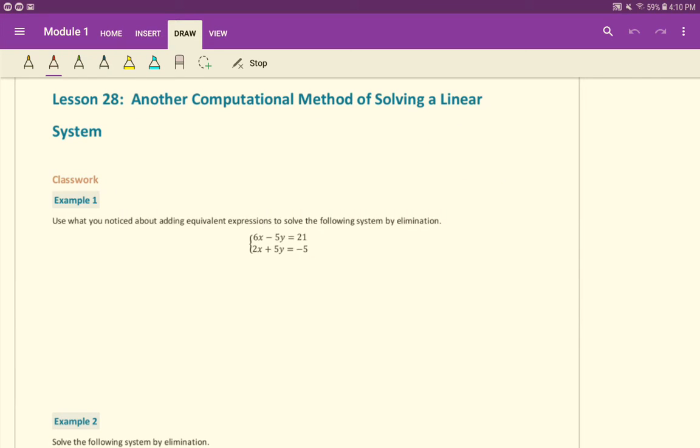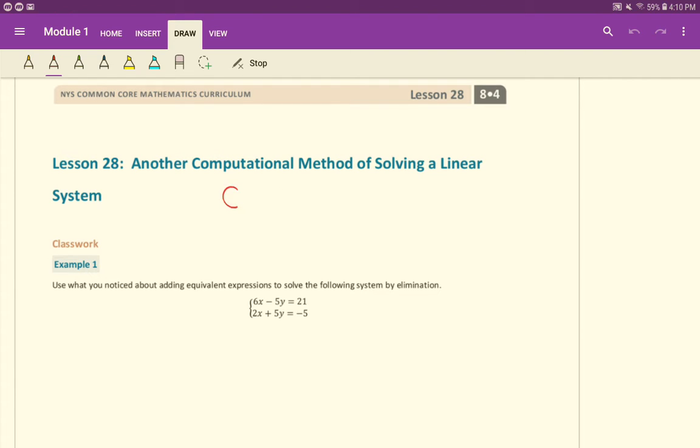Hello and welcome back. This is the final lesson in Module 1 dealing with finding another way of solving a linear system of equations. Remember that we've already talked about graphing the linear equations and looking for their point of intersection. We've also talked about substitution, where we plugged one equation into the other equation, once that first equation was solved for a variable. And we're also going to be looking at elimination today, which is another helpful strategy.